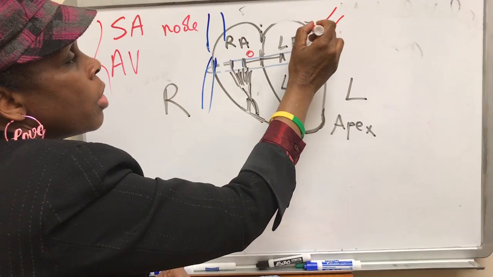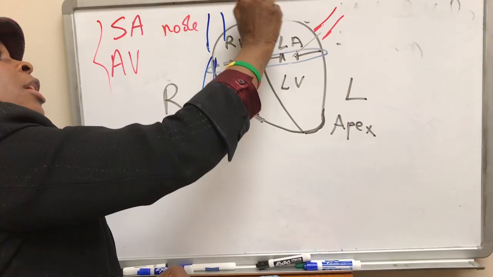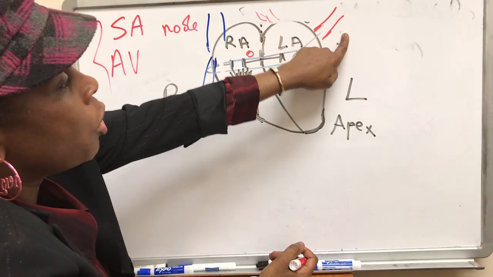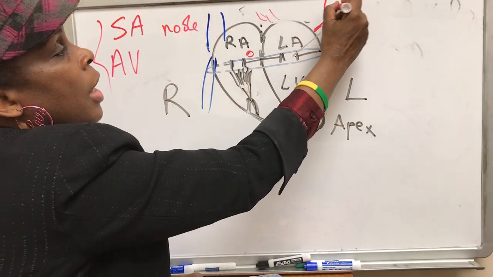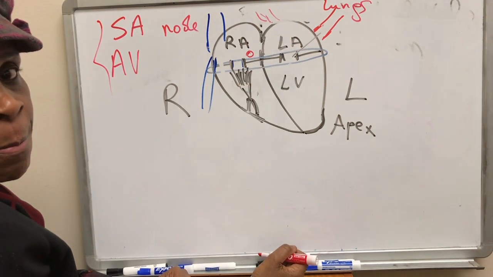The right pulmonary vein, because this right atrium is gonna be on the back side. There's gonna be another one here. So from the two lungs, the left pulmonary vein and the right pulmonary vein will receive blood from the lungs, okay? From the lungs, okay? So the pulmonary valve will be attached to the right atrium.